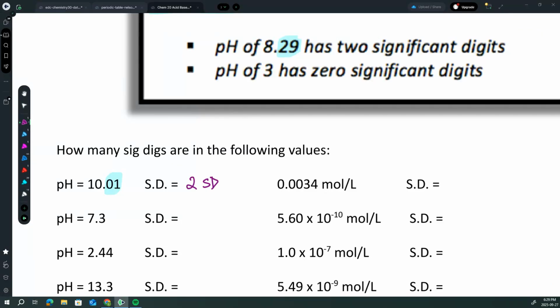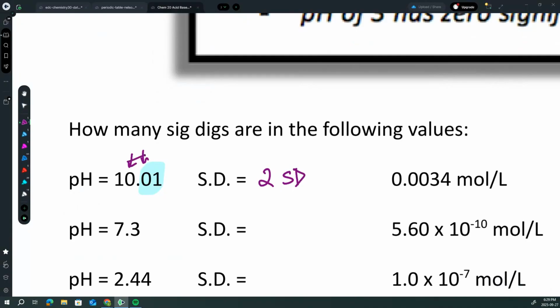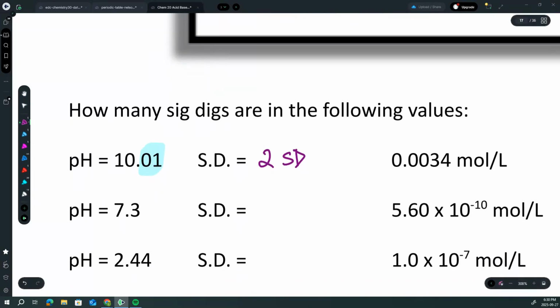These zeros right here are sandwich zeros, so they're in between 2 digits that are not 0. That's why I call them sandwich zeros, so they are significant. As a reminder, sandwich zeros and trailing zeros, which are any zero that comes after a non-zero digit, are both significant. Leading zeros, any zero before some non-zero digit, are not significant. So that's just a quick refresher for significant digits.